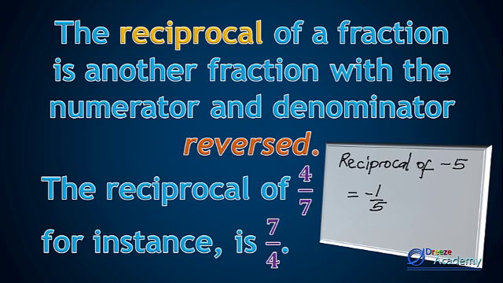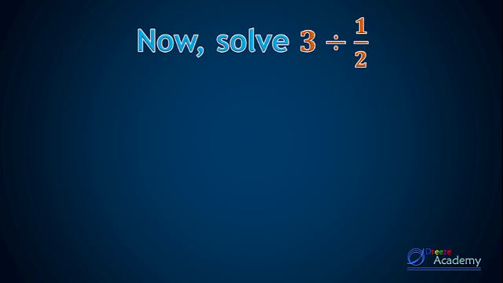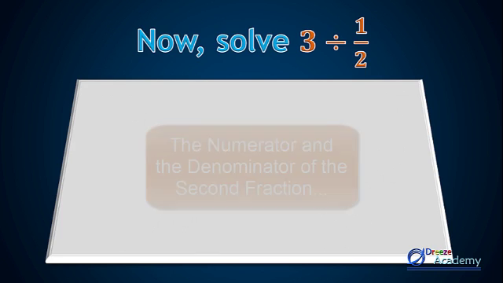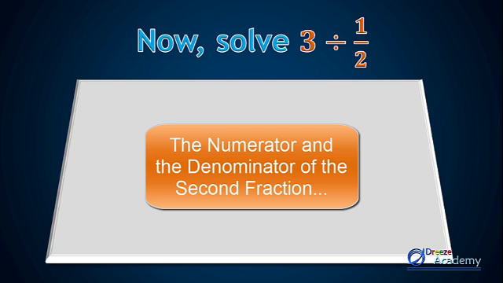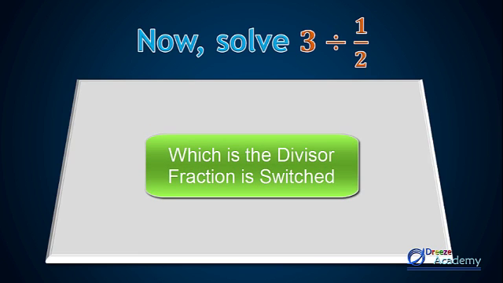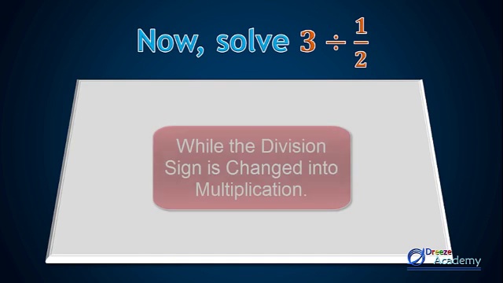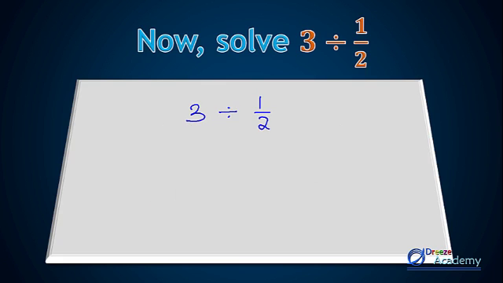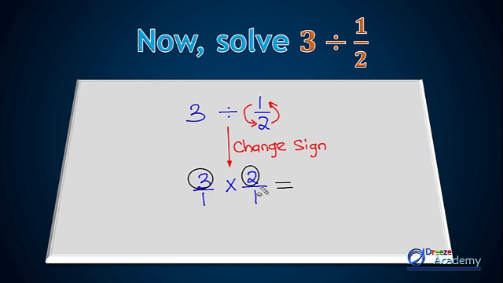Good! Now, let's solve our earlier example of 3 divided by half. This is similar to multiplying a fraction by a whole number. But in this case, the numerator and the denominator of the second fraction, which is the divisor fraction, is switched, while the division sign is changed into multiplication. So in this case, place the 3 over 1 just like before and swap the second fraction. Thereafter, multiply. That is 2 over 1 times 3 over 1. This is equal to 6.